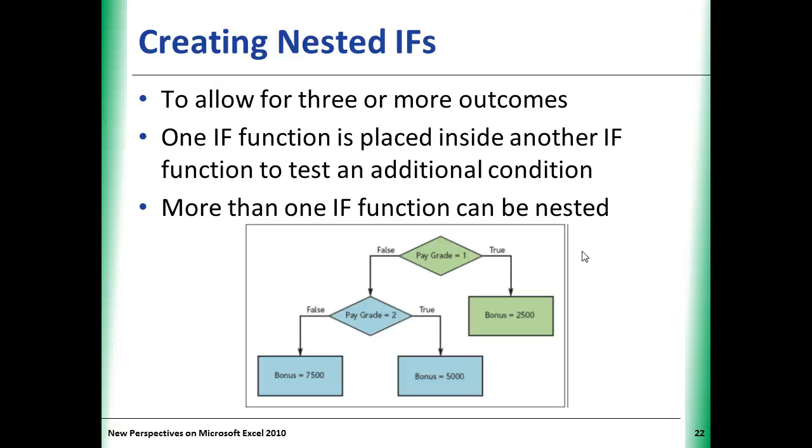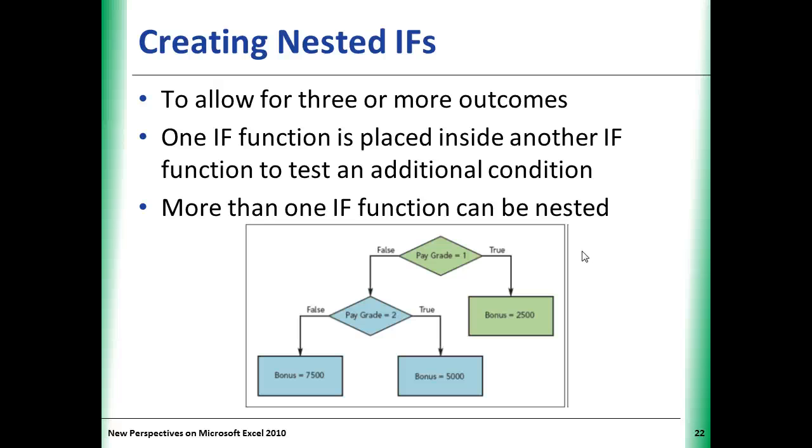There are some other options we could use, like lookup tables, but if we used an if, we'd have to use that. So one if function is placed inside another if function to test an additional condition. More than one if function can be nested. In this case, here's the logic that I'm trying to map. If the person's pay grade is equal to 1, we're automatically going to give them a $2,500 bonus. That's their bonus.